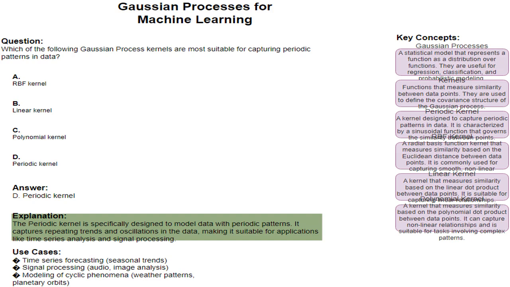The linear kernel measures similarity based on the linear dot product between data points. It is suitable for capturing linear relationships, which is not appropriate for periodic patterns. False. The periodic kernel is specifically designed to model data with periodic patterns.